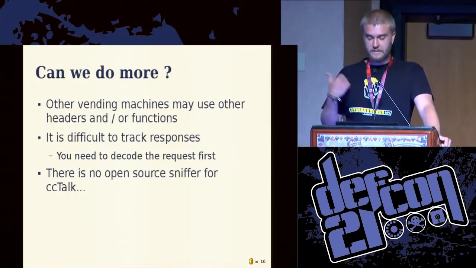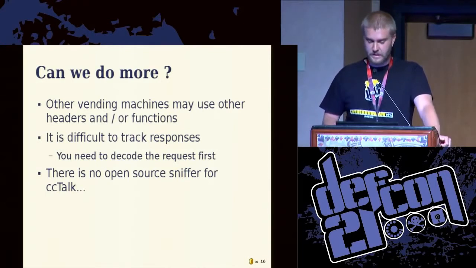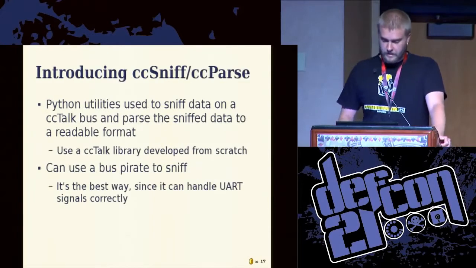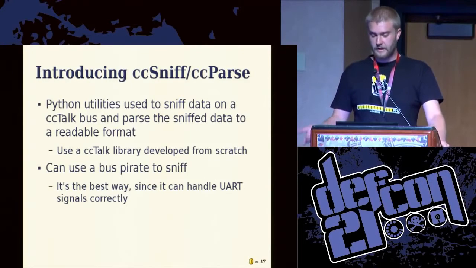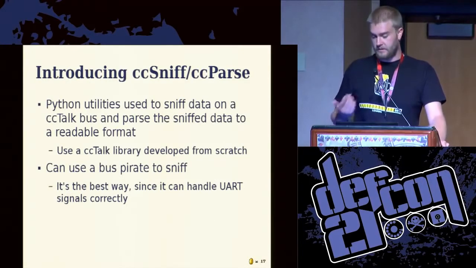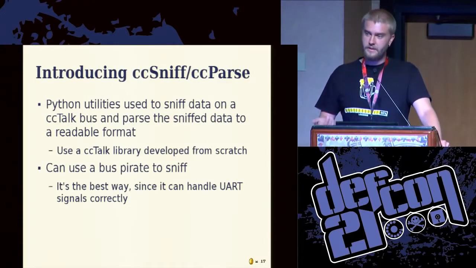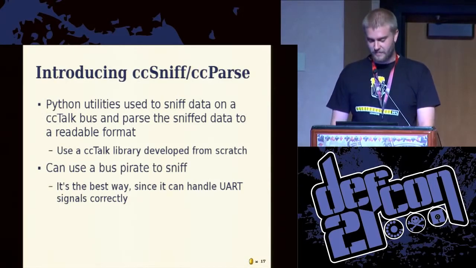But the problem is that it's difficult to track those responses. You cannot see them because the header is always equal to 0, and you don't know which answer is to which request. And I didn't find any open source sniffer for ccTalk. So I created 2 tools, called ccSniff and ccParse. One is used to sniff data on a ccTalk bus, and the other is used to parse the data you sniffed in a way that you can pretty easily understand and learn exactly what happens on the bus.